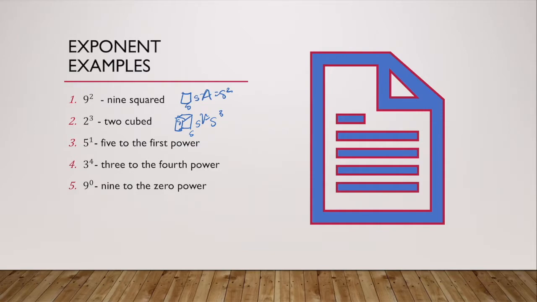I can also have 5 to the first power. Well, 5 to the first power is just 5 times itself 1 time, which is 5. 3 to the fourth power is 3 times itself 4 times, and 9 to the 0 power. Well, what does that mean? I'm going to explain that in just a second.